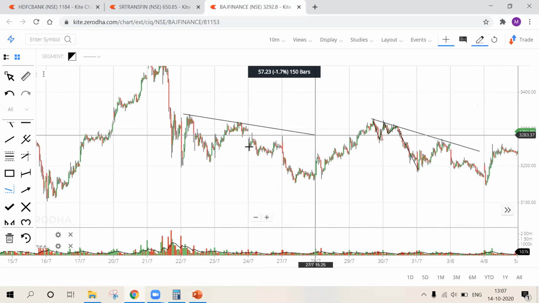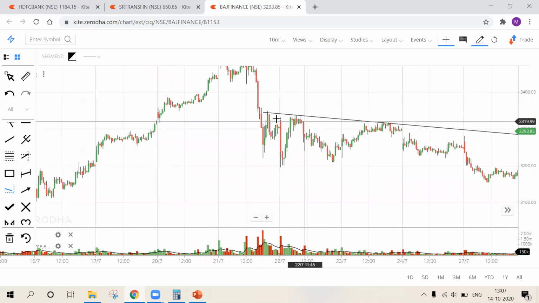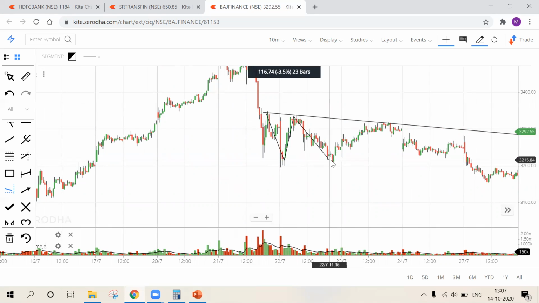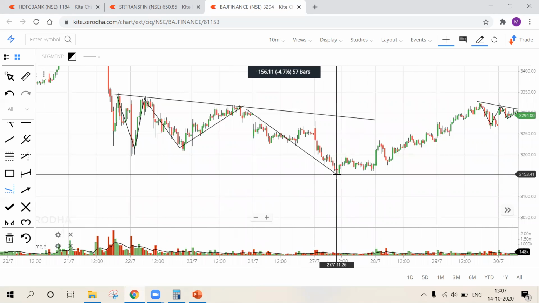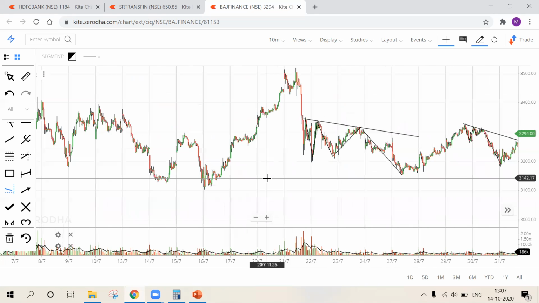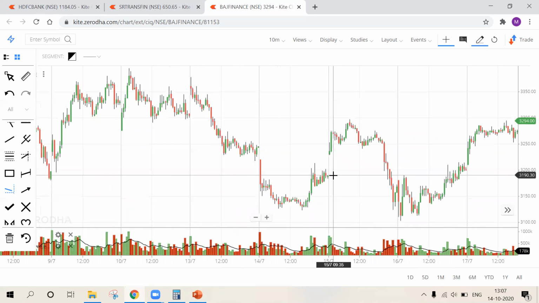Does it work? I think it will. Yes, it will. See, this is the first reaction, this is the second reaction, and this is the third reaction. Look at the fall. So that's how it works. It's simple. This backtesting will help you gain more confidence.